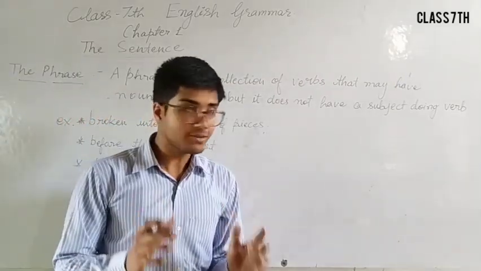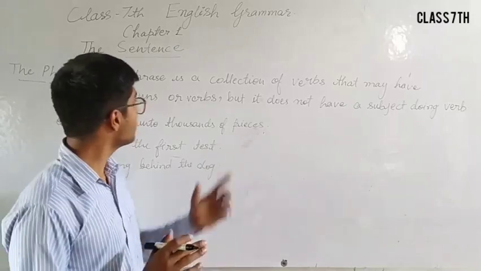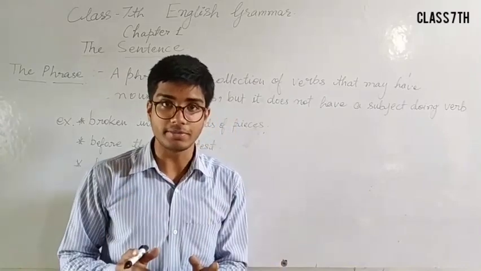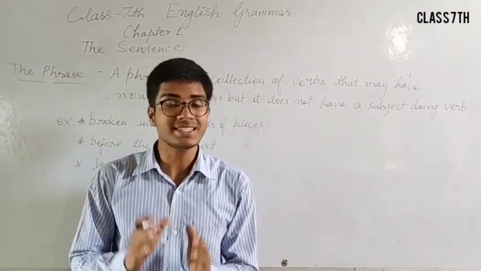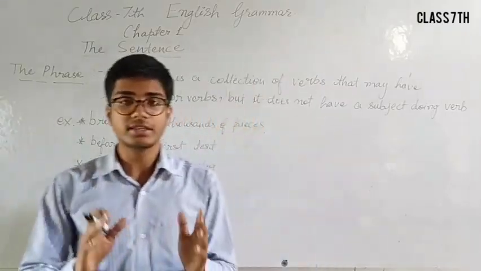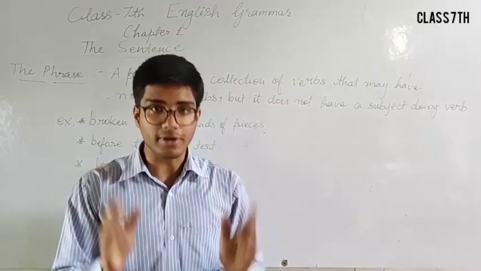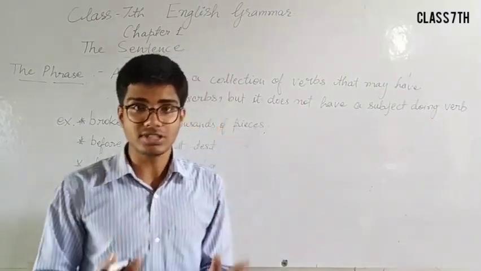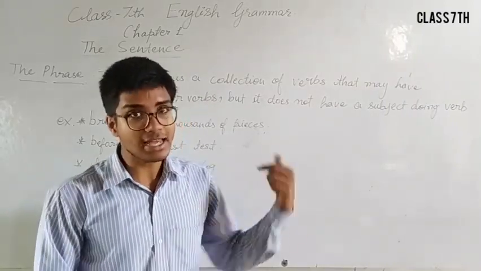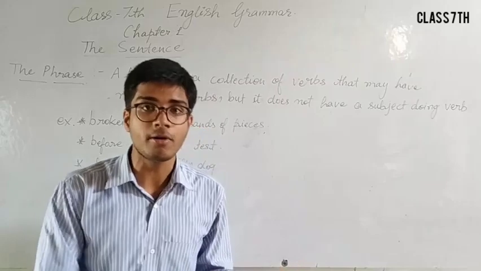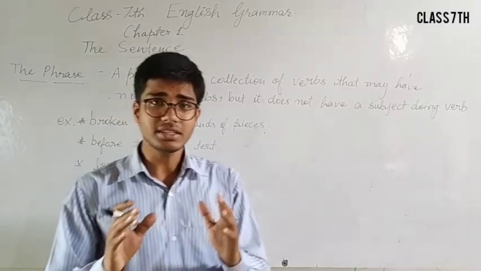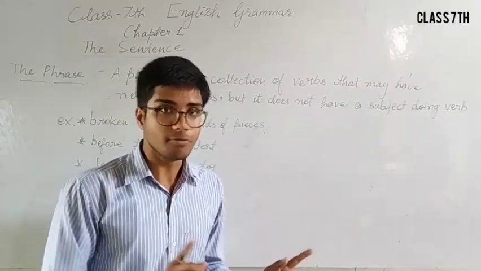A phrase is a collection of words that may have nouns or verbs, but it does not have a subject doing work. What's the difference between a sentence and a phrase? In a sentence, there is a subject which is doing the work. But in a phrase, there is no subject doing the work. There may be a noun, but not as a subject. It can be present in the predicate, but not as a subject. So in a phrase, there would be no noun doing the verb.